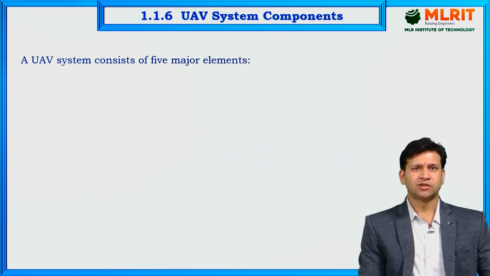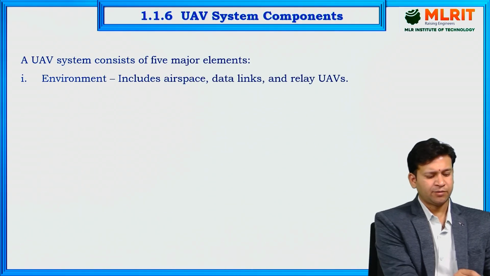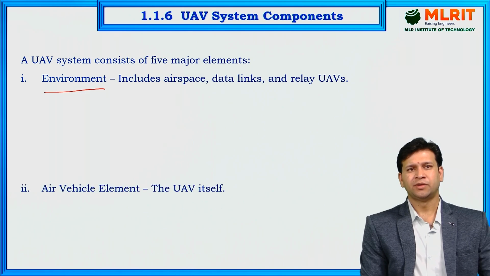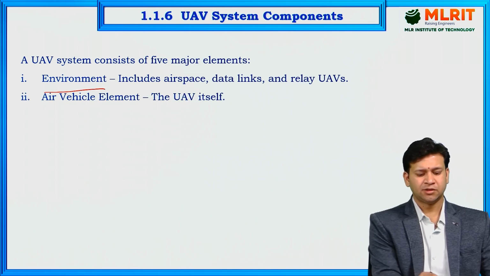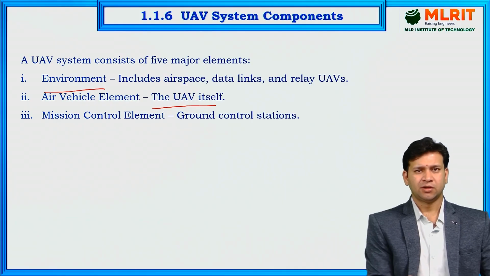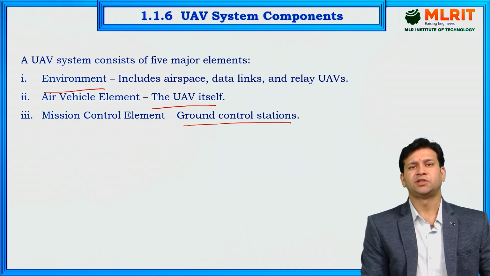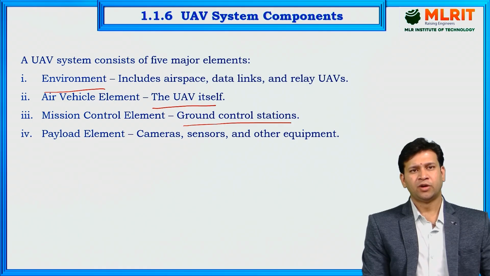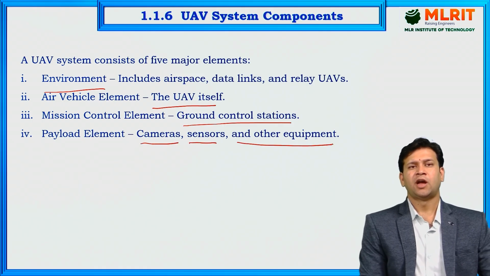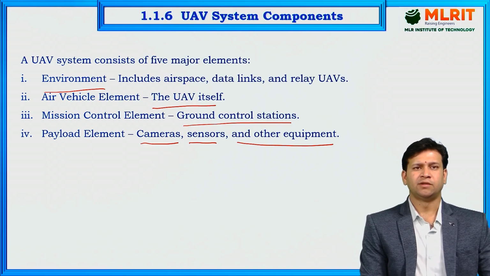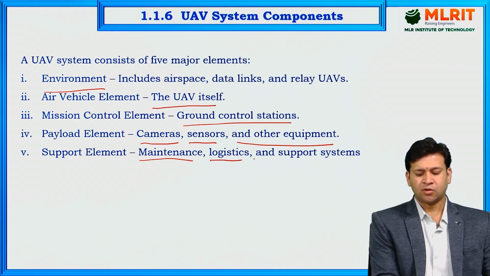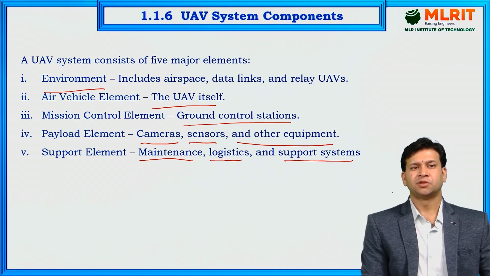UAV system consists of 5 major elements: environment, which includes airspace, data links, and relay UAVs. Air vehicle element, the UAV itself. Third element is mission control element, which is the ground control stations. Payload elements are cameras, sensors, and other equipment as per the objective of the unmanned air vehicle. Its support element includes maintenance, logistics, and support systems.